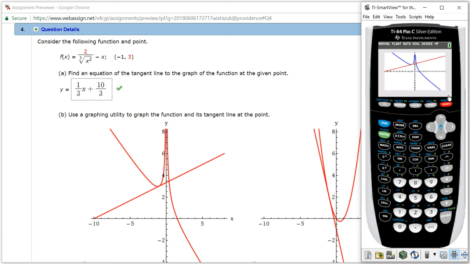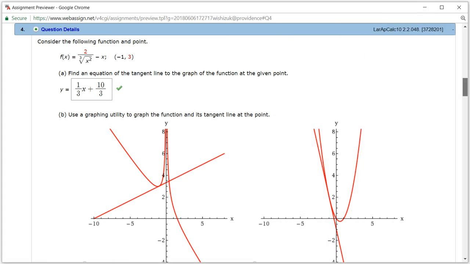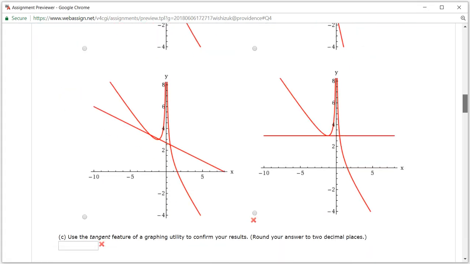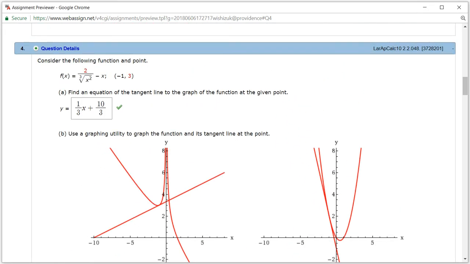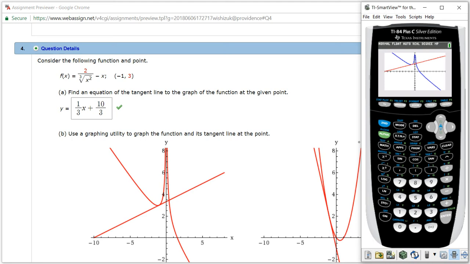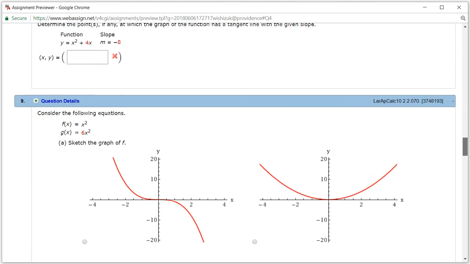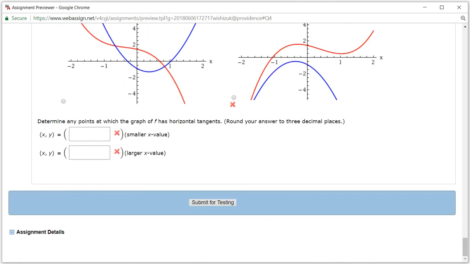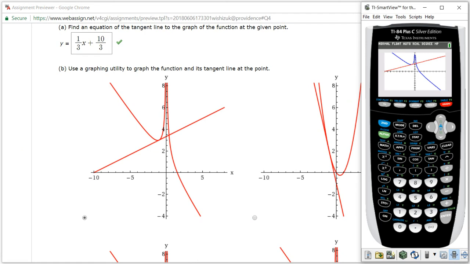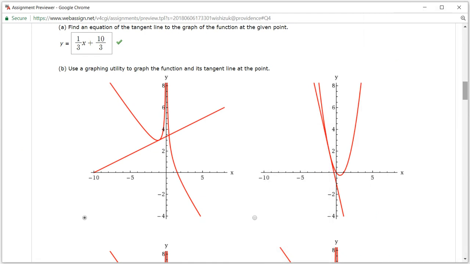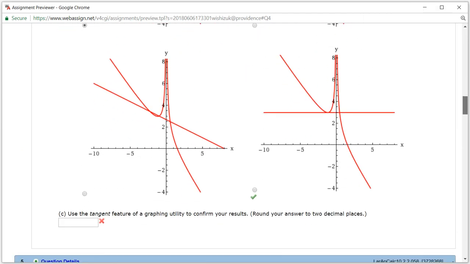It looks like the very first one is the correct one. Just for the heck of it, let's look at the other ones. The others are very different, so you can see that the first picture is the correct one. I'm going to pick that one and submit for testing. It came back, and it looks like we got the picture correctly.